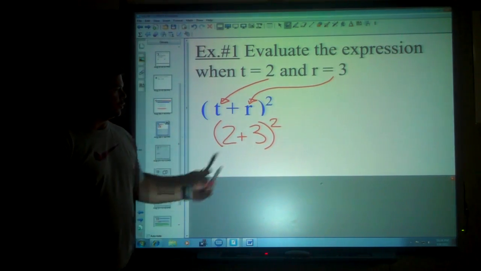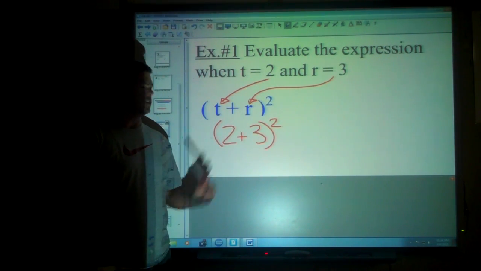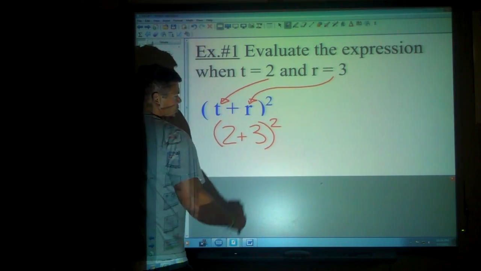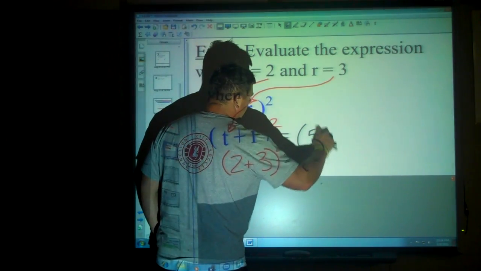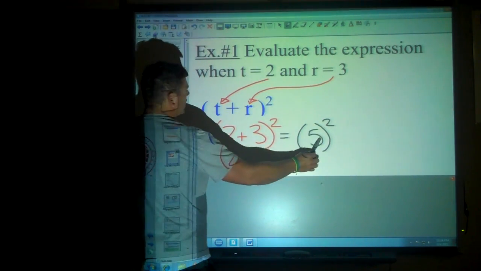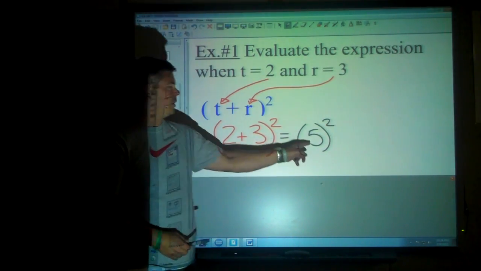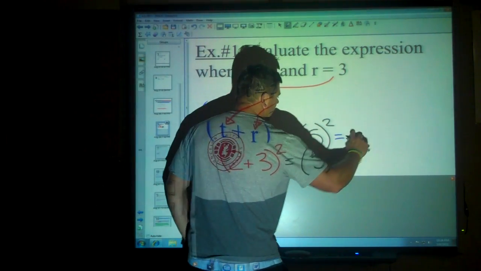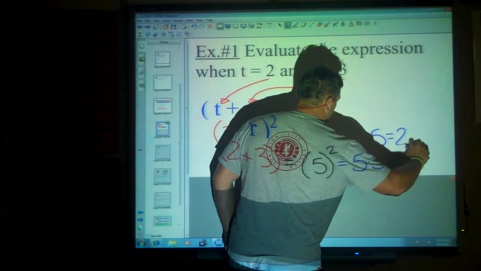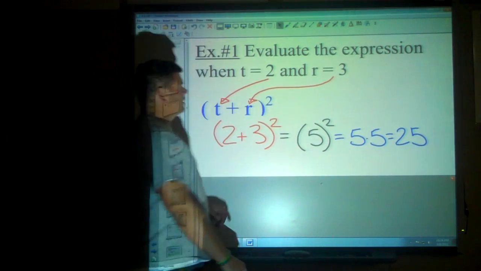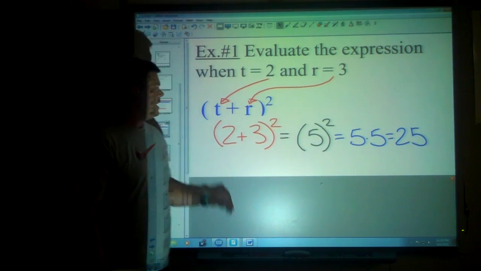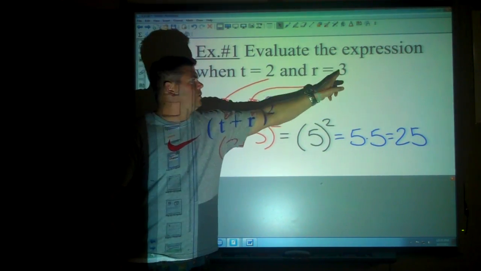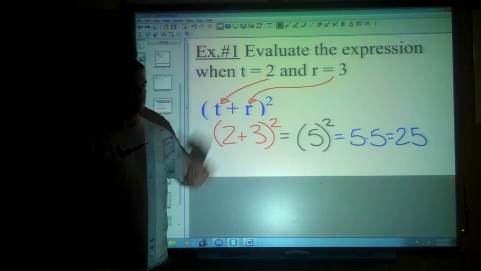squared. Now we do not want to take this 2, this square, and give it to each of these numbers. We want to do everything in parentheses first, because that's the order of operations. So 2 plus 3 would then equal 5 squared. And we know that that's not 5 times 2. That's the base number with the exponent of 2 telling us how many times the base should multiply together, which would be 5 times 5, which is 25. So given the values of t equals 2 and r equals 3, this expression has a value of 25. We change these variables, change their values, we change the value over there.